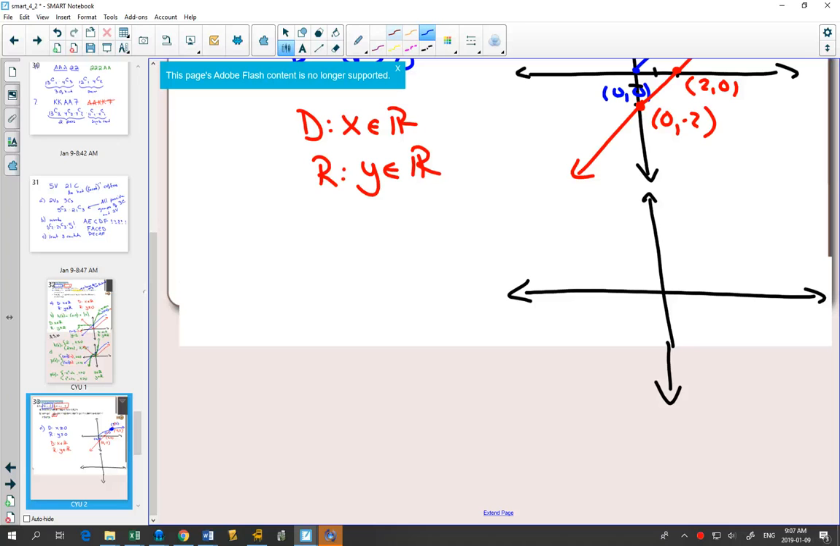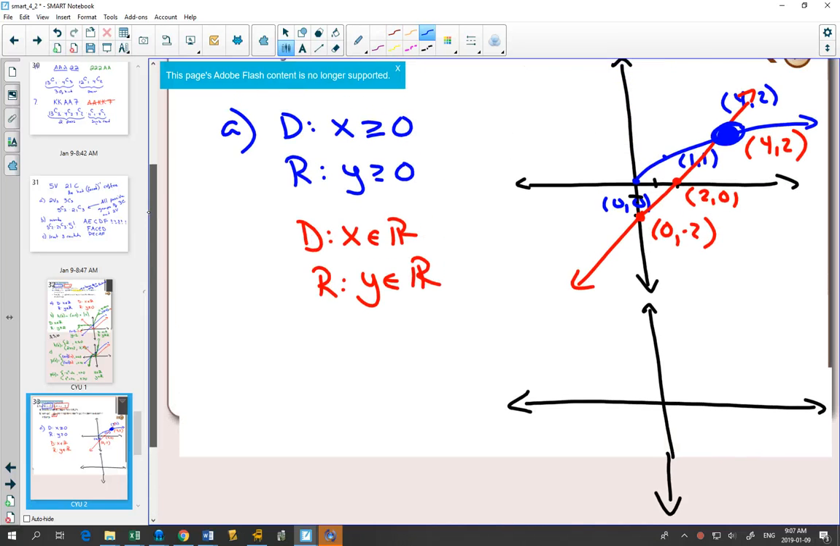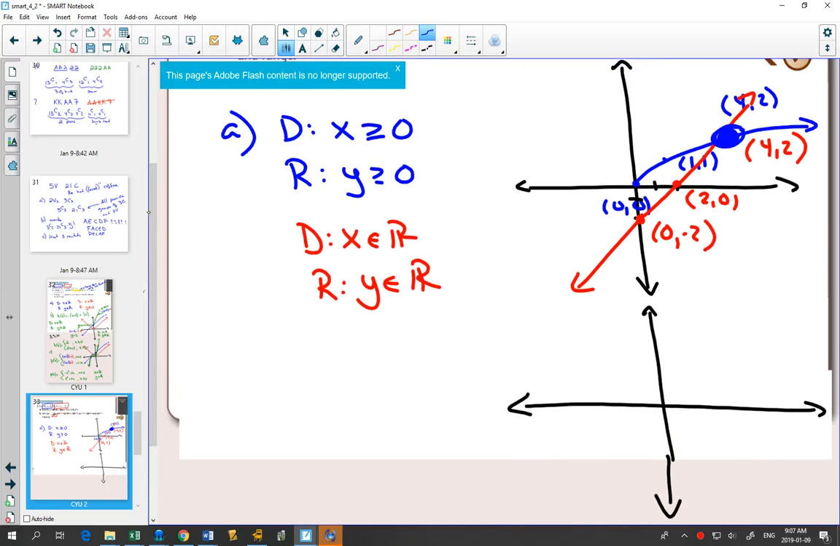So my domain, since my domain of my blue one is x is bigger than or equal to 0, when I divide these graphs, it's also going to be bigger than or equal to 0. Okay? But with dividing, we have the added problem that you're not allowed to divide by 0. So in this case, the red graph is equal to 0 at 2. So when we get to 2, we would have an asymptote.